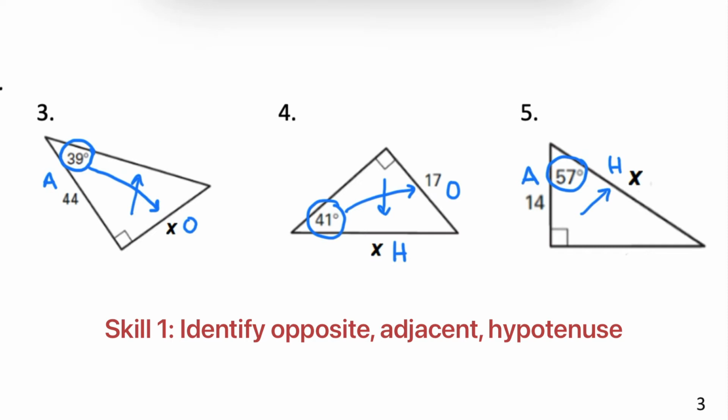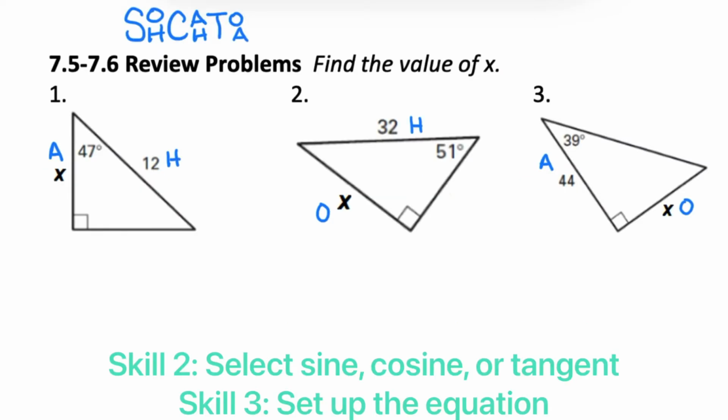14 would be adjacent. The next skill is selecting which one we're going to use, sine, cosine, or tangent, and that just depends on which sides we know about. We have an A and an H here, so that's a cosine. So we say cosine of 47 degrees is equal to A over H, so X over 12.